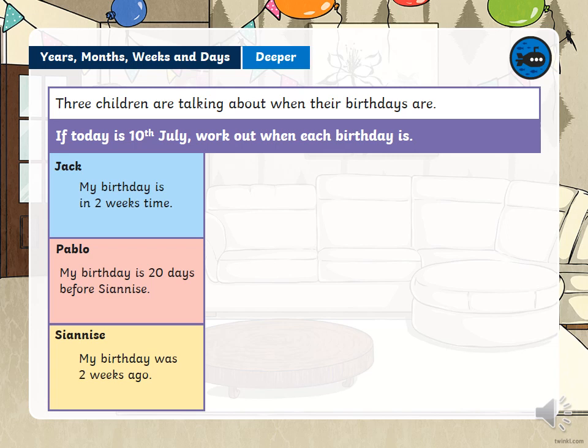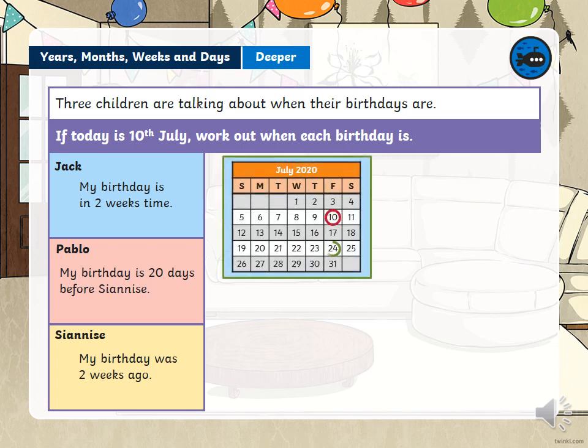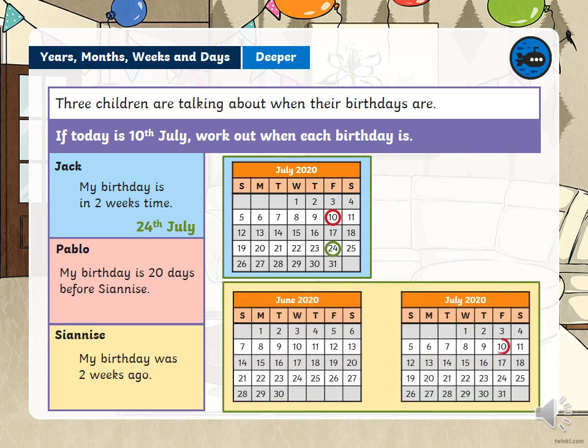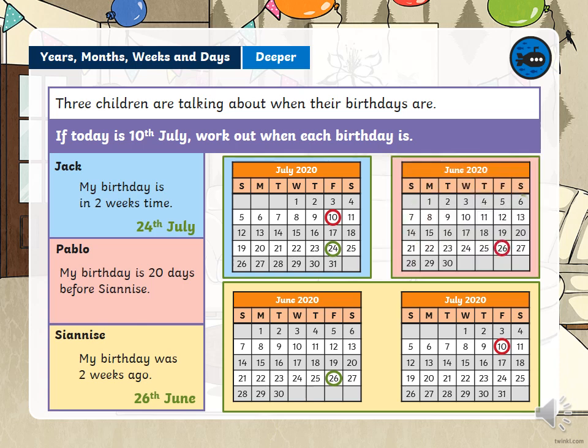So what I want you to do is pause the video and work out when their birthdays are. Remember, 2 weeks. 1 week is how many days? 7. So 7 times 2. So Jack's birthday is 24th July. This is Pablo's and Shanice's as well. So here we go. Those are the times.